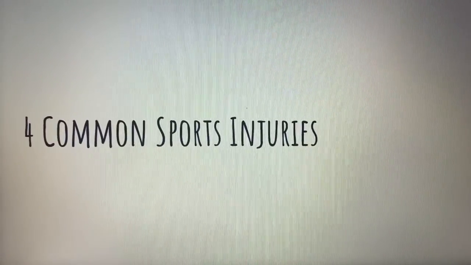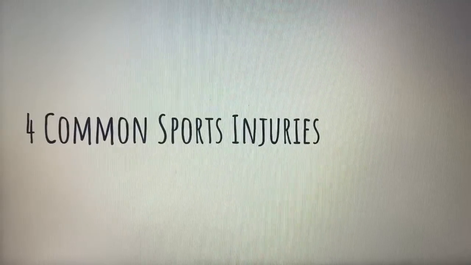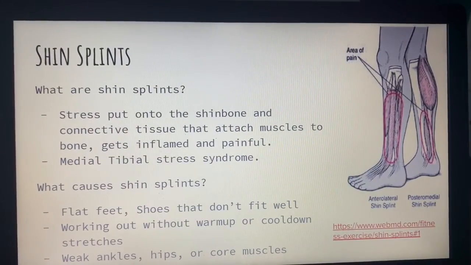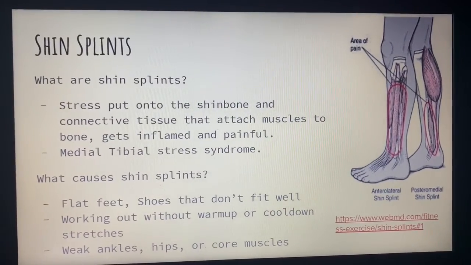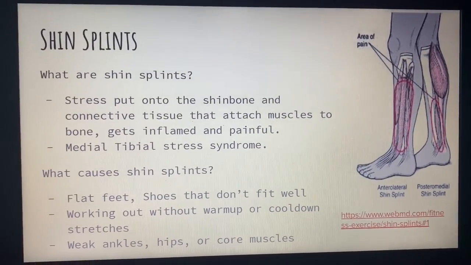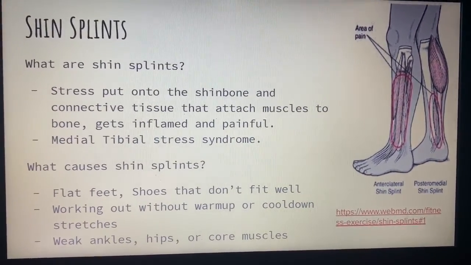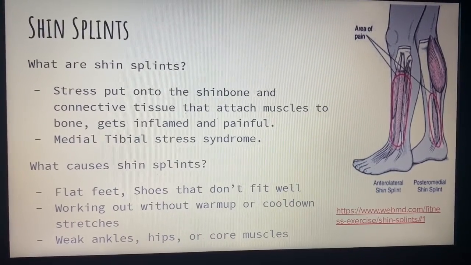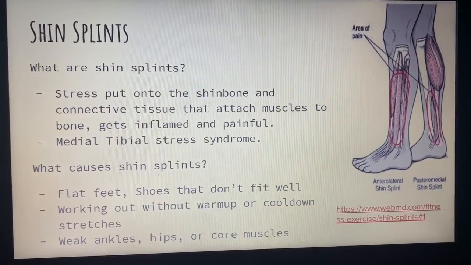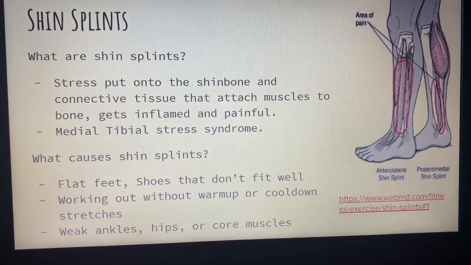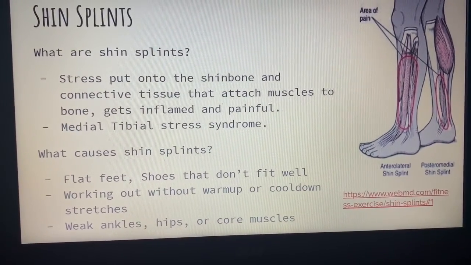Four common sports injuries that we will be talking about. The first injury is shin splints. Shin splints are stress put onto the shin bone and connective tissue that attaches muscle to bone. It gets inflamed and is very painful. It is known as medial tibial stress syndrome because of where the pain originates and where most athletes or people that have shin splints experience it.